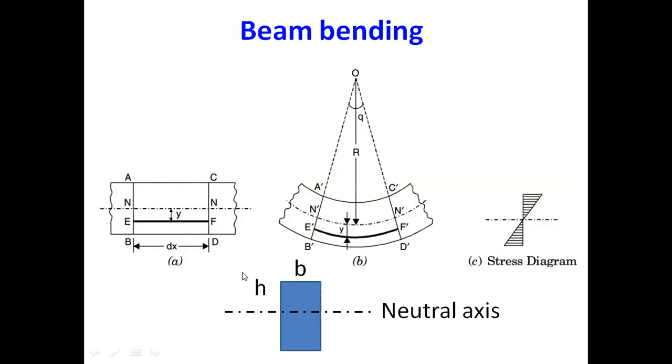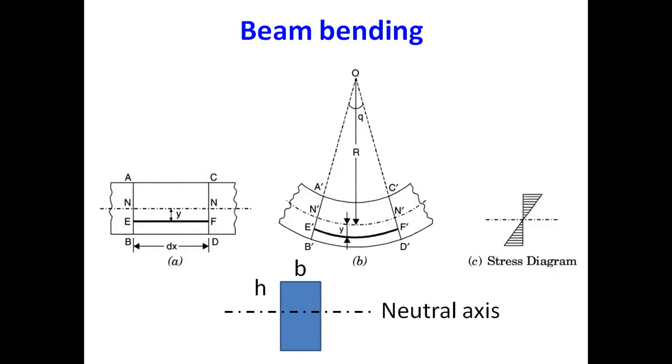Now, here you see the cross section of the beam. Let's say this beam is rectangular in cross section. The height of the beam is, let's say, h, whereas the width of the beam is b. And here this is the neutral axis. So the neutral axis actually passes through the height. So here you see that this is the neutral axis.